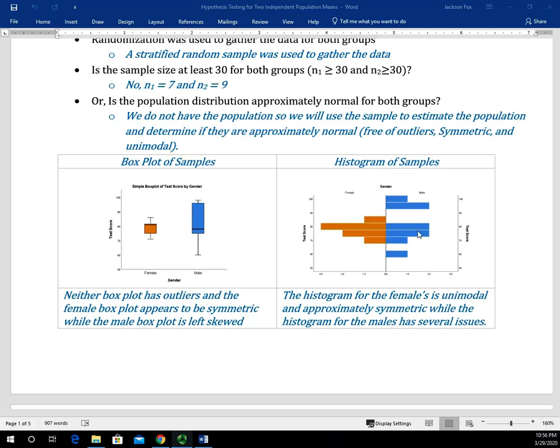So if I were doing this in practice, I probably wouldn't use the Unpooled T Test in order to do this. But since this is the only test that we're going to learn about, we're going to say that we satisfy the conditions well enough, okay? So let's go ahead and move on to the next step.